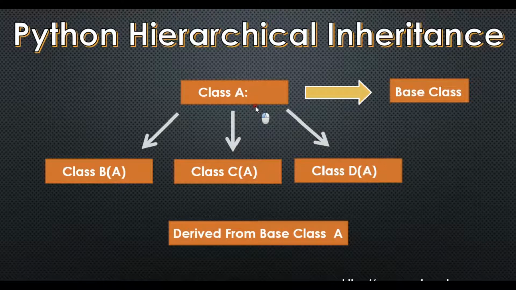Now, if you see, there is a relationship between our class A and class B. There is a relationship between class A and class C, and also a relationship between class A and class D. But there is no relationship between class B and class C or class C and class D. So we don't have any relationship between the derived classes, but there is a relationship between the base class and the derived classes. Now let's create an example.